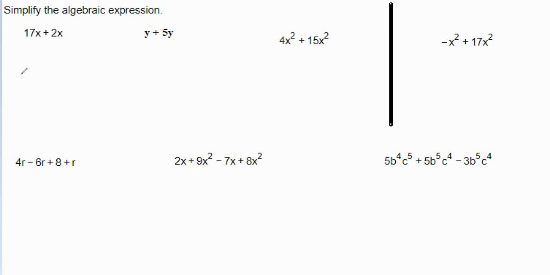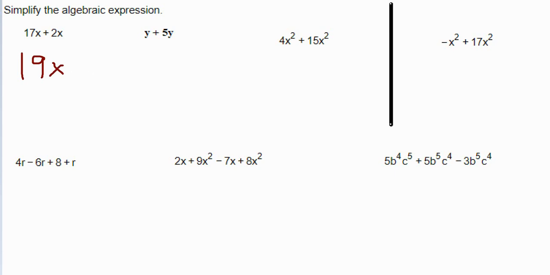To combine like terms, we need to add or subtract like expressions. Like expressions will have the same letter with the same exponent. So for the first one, we have 17x plus 2x. The coefficients are the numbers in front of the letter. In this case, it's the 17 and the 2. And they both have an x, so 17x plus 2x would just be 19x. Nothing else we've got to do with it.